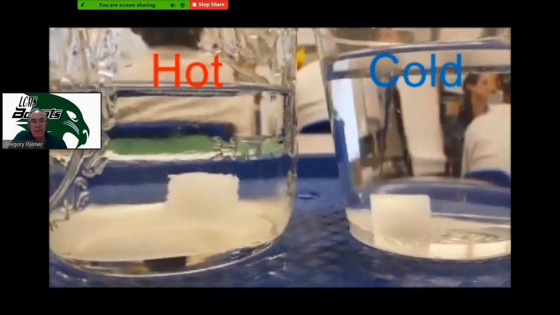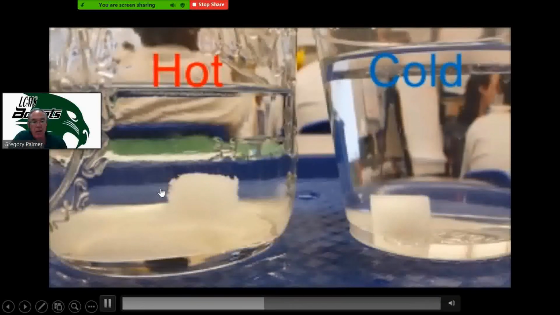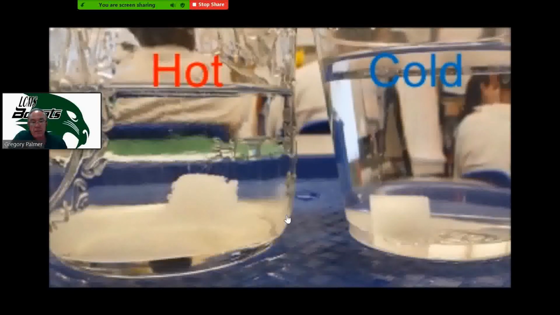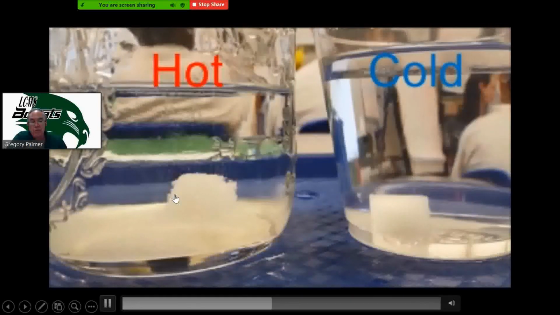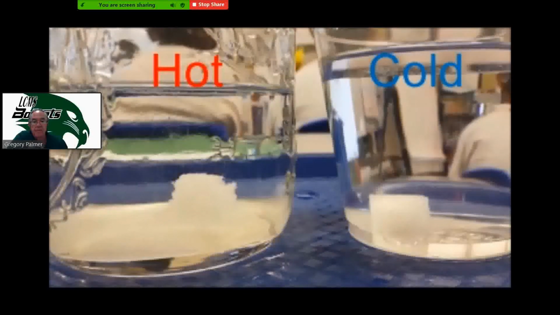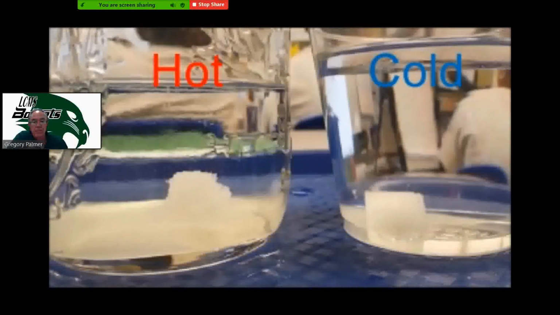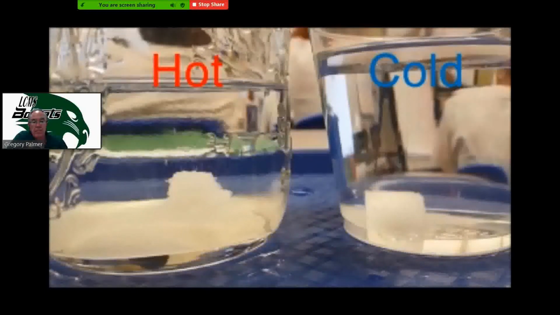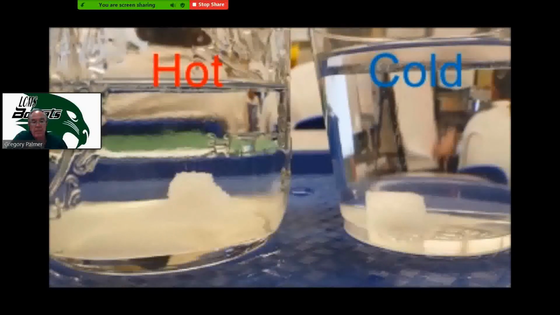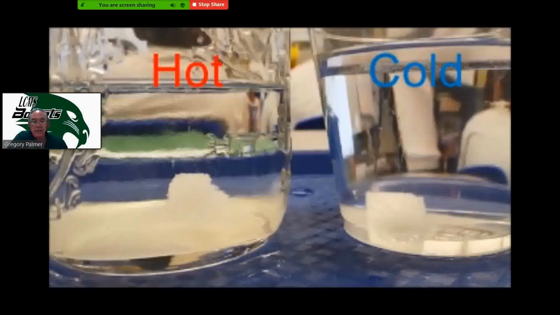You can see that the hot one is beginning to break apart. It's losing its shape. Particles are starting to fall off. This one is still pretty much looking like a sugar cube. The heat is really starting to affect it as particles vibrate faster and faster. The cube is starting to break apart. This sugar cube's really going to pieces now as it sits here in this hot water.